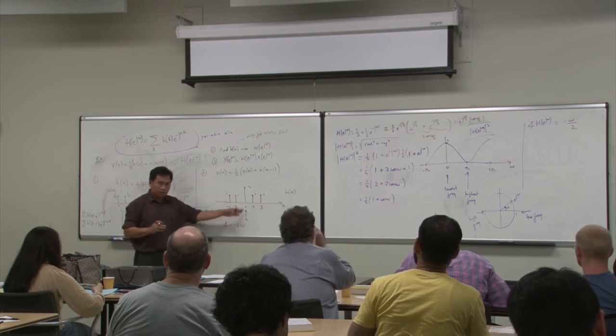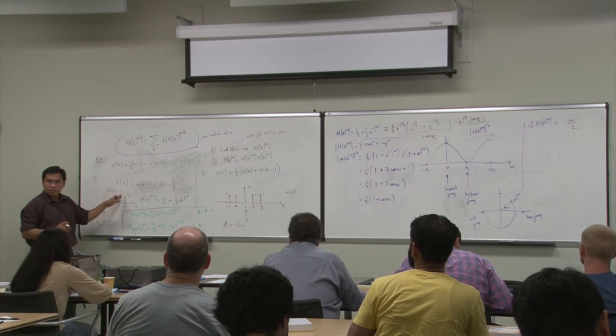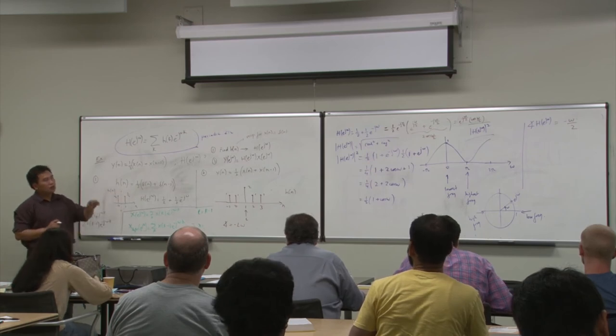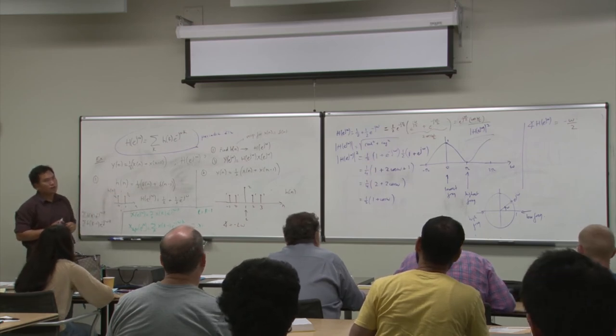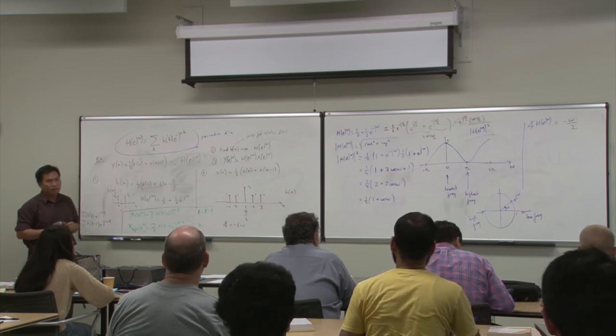In this case it's 1. Here, what's L? 1/2. That's why you have minus omega over 2. Minus L. L is 1/2.